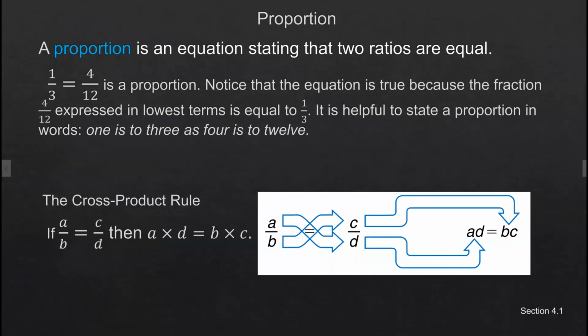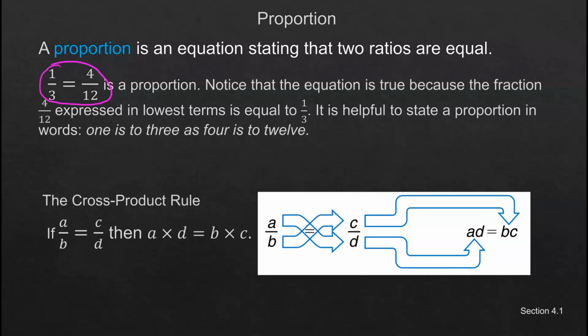All right, a proportion. So we use ratios to set up proportions. A proportion is an equation stating that two ratios are equal. And so if we have a ratio, we can say this one equals that, and that's called a proportion. So notice that I have 1/3 equals 4/12. Well, those happen to be equivalent fractions, like 1/3 is equal to 4/12.